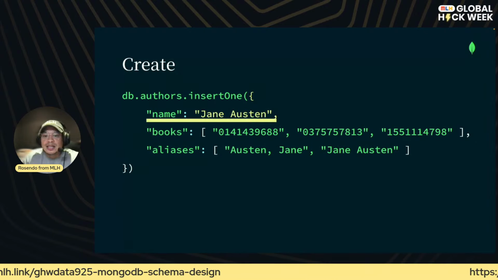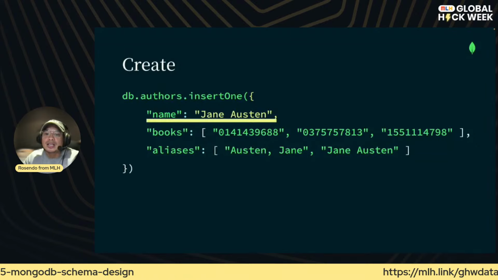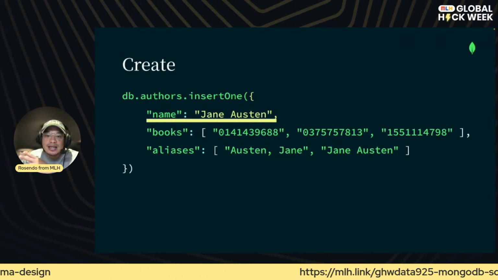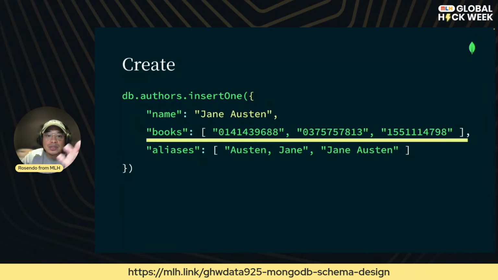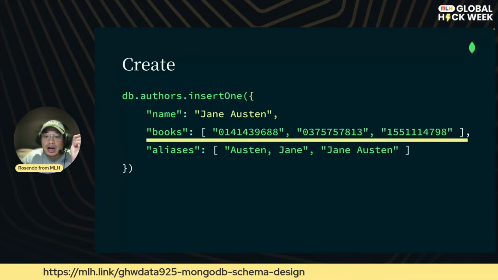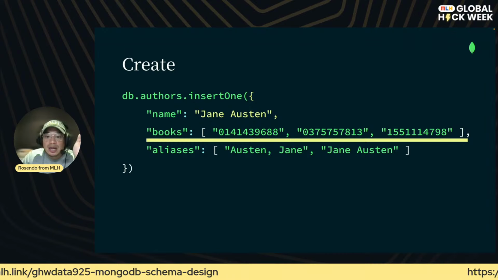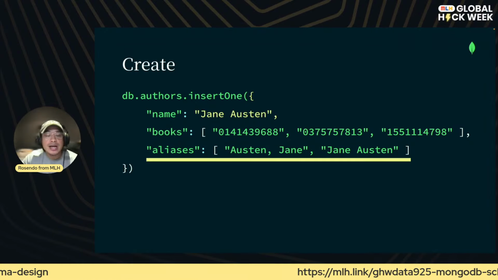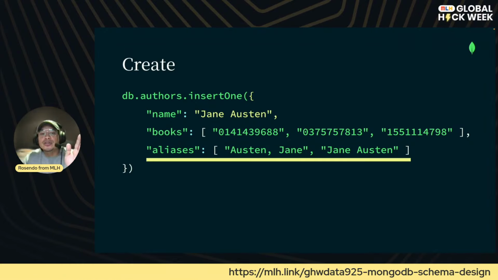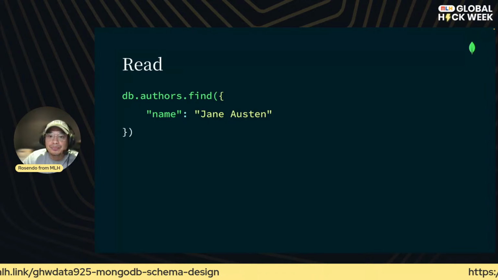And then the next thing we're doing is we're passing a new document to this method. In this case, it's going to be a document for the author, Jane Austen. This document is going to include her name, an array of the IDs for the books that she's written, and also an array of her aliases. Once you execute this command, you will insert that one entry into your authors collection. And so this is a document that you insert into that collection.